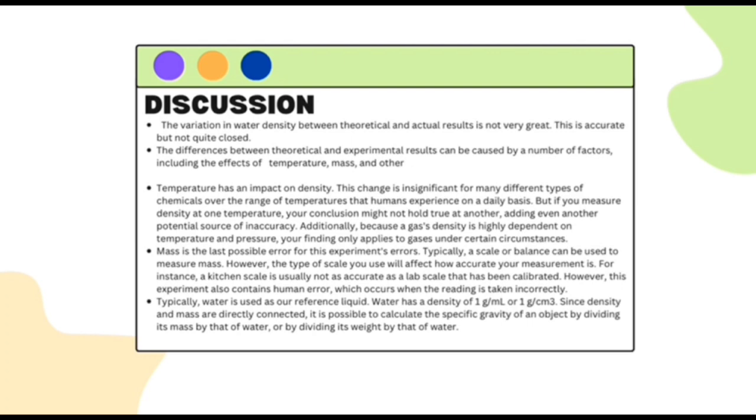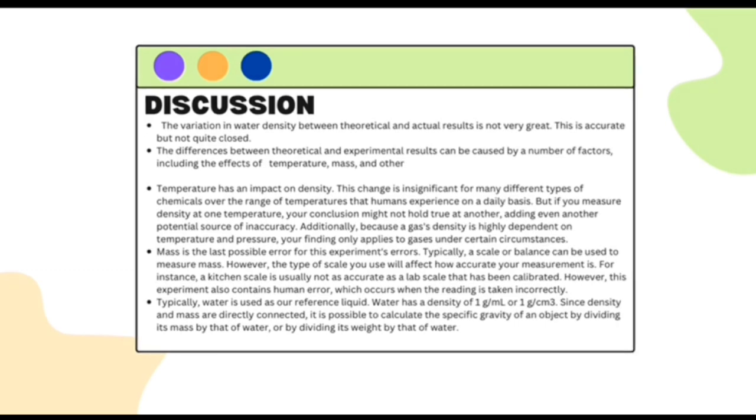Next, mass is the last possible error for this experiment. The type of scale you use will affect how accurate your measurement is. For example, a kitchen scale is usually not as accurate as a lab scale that has been calibrated. However, this experiment also contains human error, where the reading is taken incorrectly.